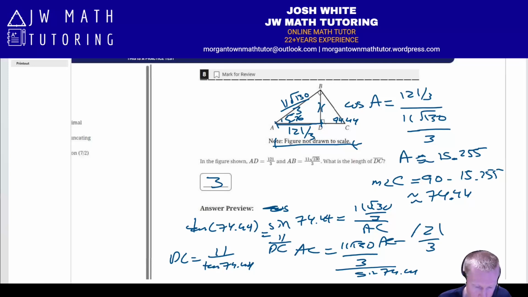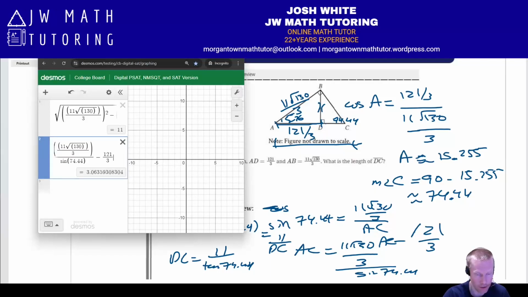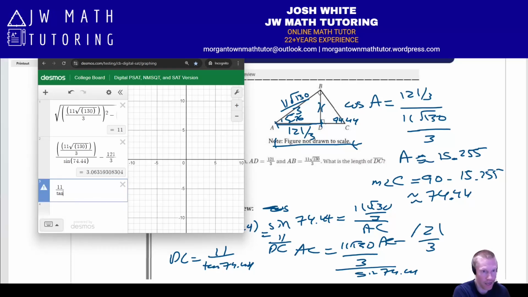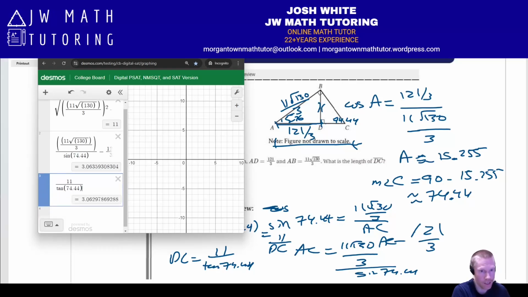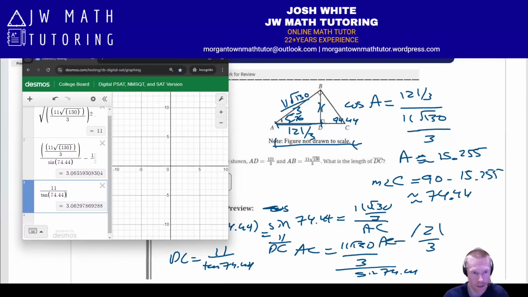Again, if you carry the full decimal out on a graphing calculator, you're going to get the exact value of 3. But when I do it right now, it's going to be like 3.06, it's rounded. Because it's a free response, you don't know exactly: is it exactly 3? Is it 3.06? Whatever.